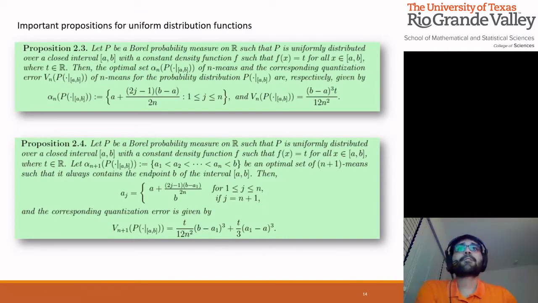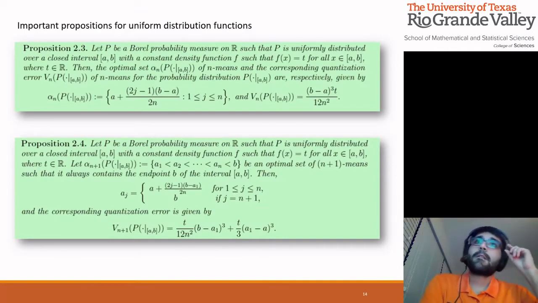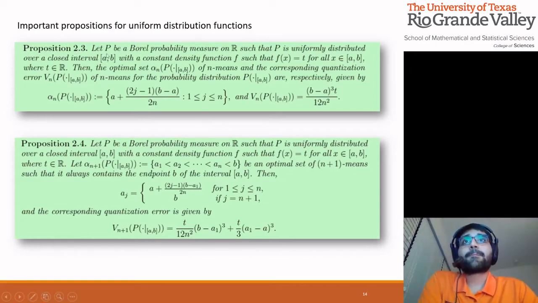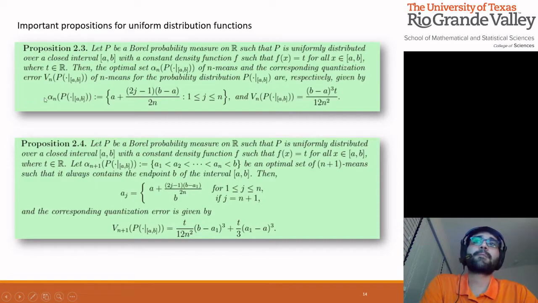Now, some important propositions for uniform distribution functions. Proposition 2.3: let P be a Borel probability measure on R such that P is uniformly distributed over a closed interval [a, b] with a constant density function f such that f of x equals t for all x in the interval [a, b], where t belongs to R. Then the optimal set of n means and the corresponding quantization error of n means for the probability distribution are respectively given by these expressions: this is for the optimal set, this is for the quantization error.